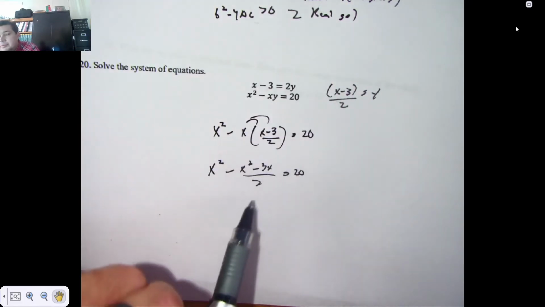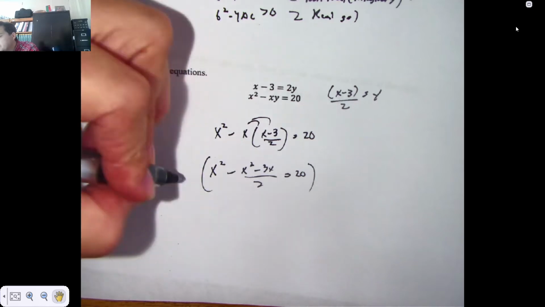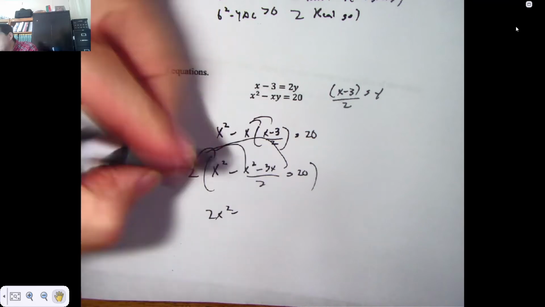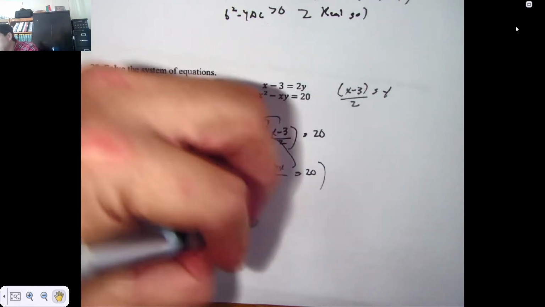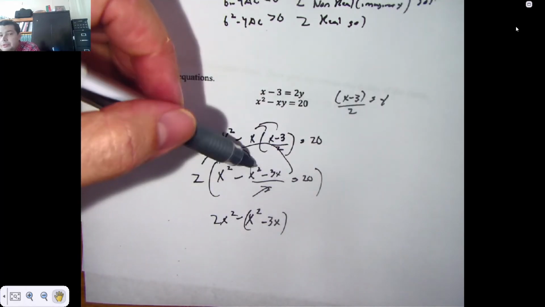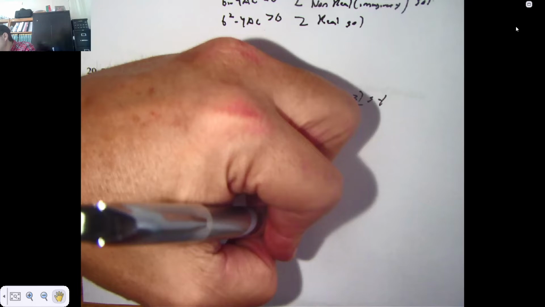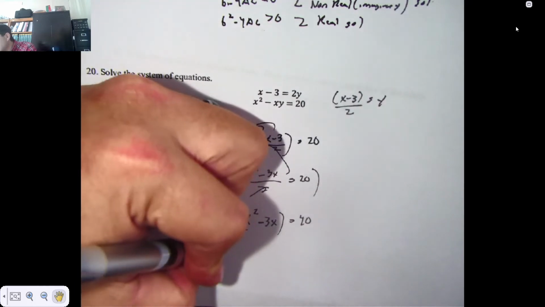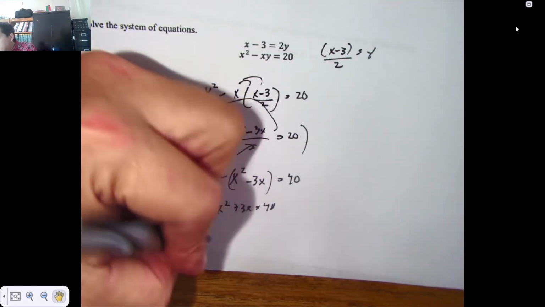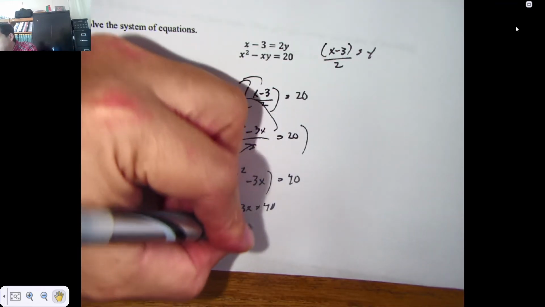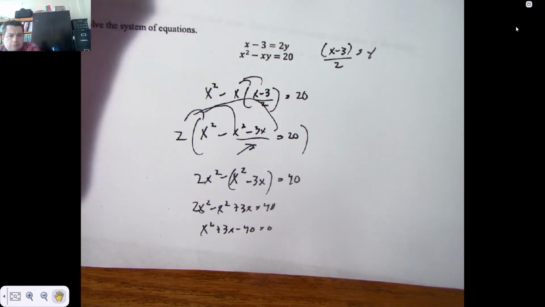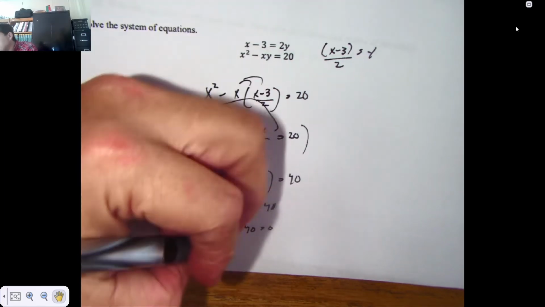I do not like the fact that I'm dividing by 2, so I'm going to double every single thing. 2x squared minus, the 2's cancel there. X squared, need parentheses, minus 3x, because I'm going to take away 2 things, not 1, equal to 40. 2x squared minus x squared plus 3x is 40. And we'll have x squared plus 3x minus 40 is 0, which is something you ought to be able to factor. No? I don't know.